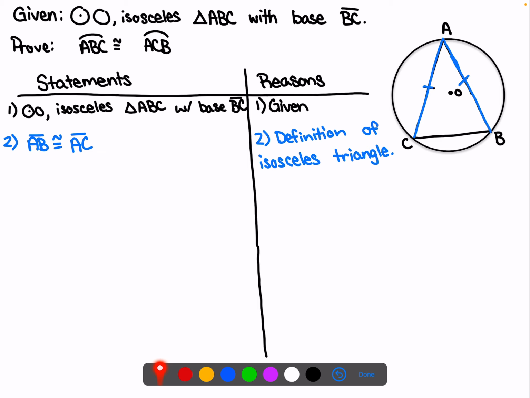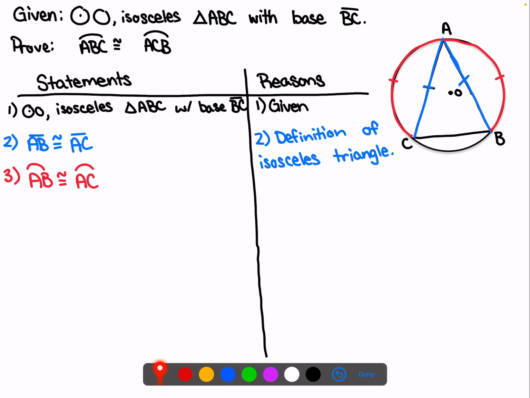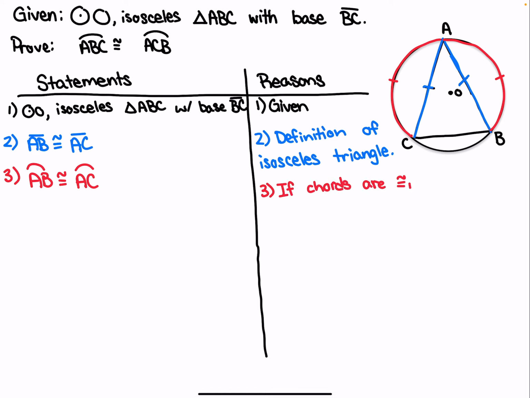Well, if I look at these two legs, they're both chords, right? They both have endpoints on the circle, making them a chord. And I know that if we have two congruent chords, then the central angles are congruent, but we don't have central angles here. But we also know that if we have two congruent chords, the intercepted arcs are congruent, and we can use that. So I can now say that arc AC is congruent to arc AB. And the reason for that is because if chords are congruent, then the corresponding arcs are congruent.